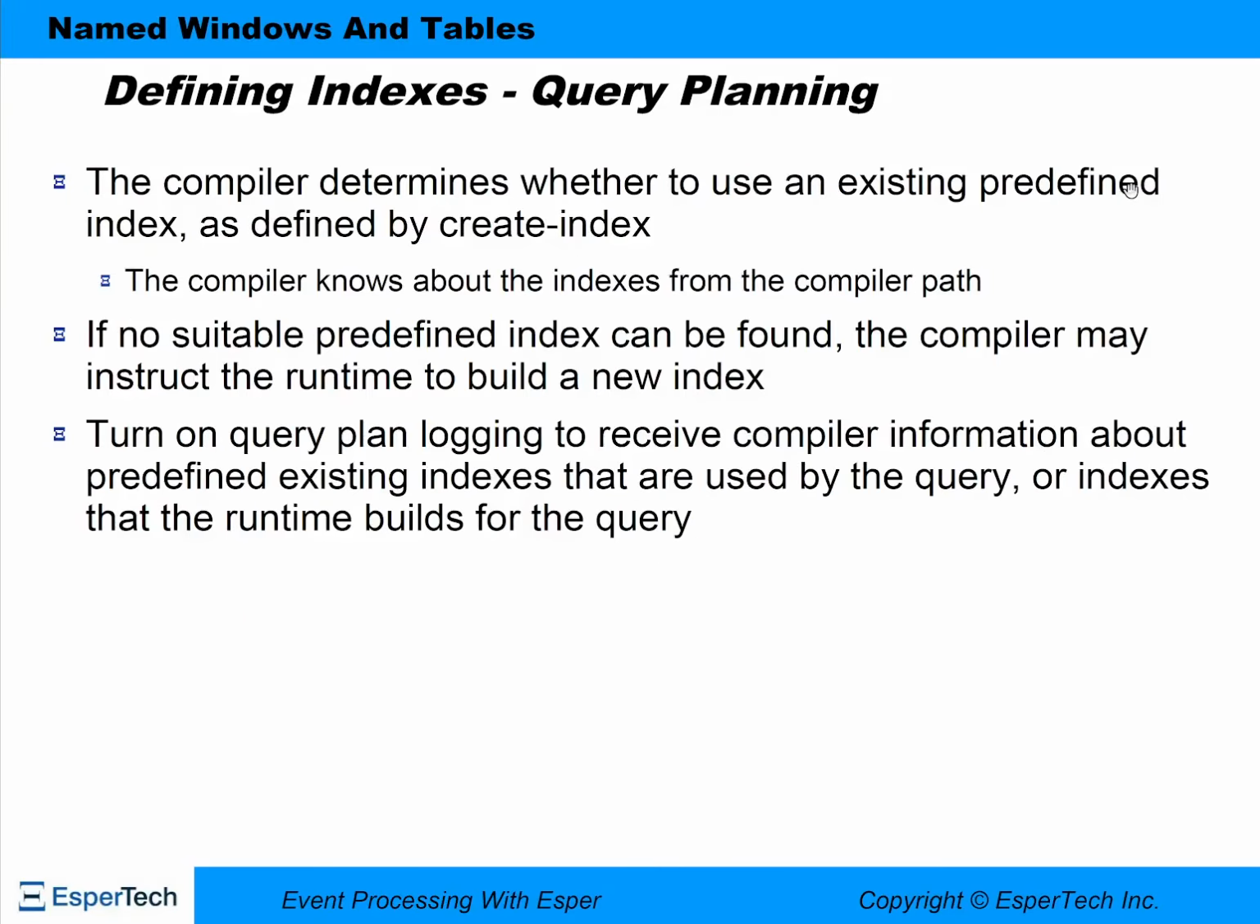The compiler determines whether to use an existing predefined index, as defined by create index. The compiler knows about the indexes from the compiler path. If no suitable predefined index can be found, the compiler may instruct the runtime to build a new index. Turn on query plan logging to receive compiler information about predefined existing indexes that are used by the query, or indexes that the runtime builds for the query.